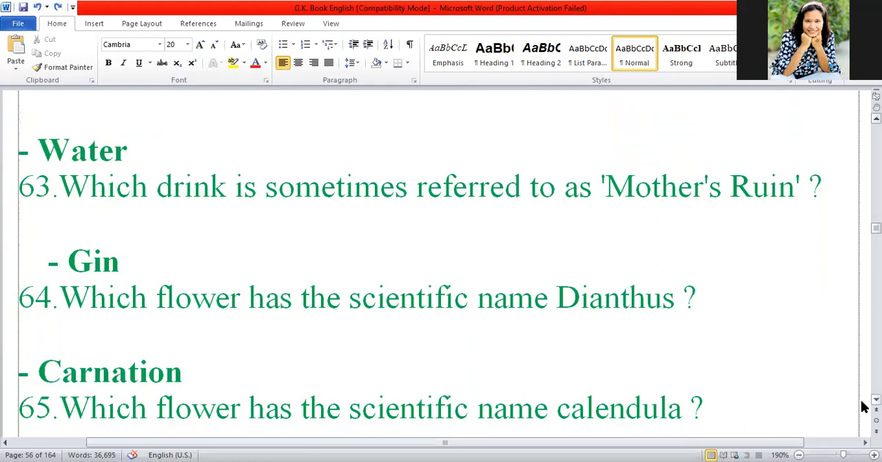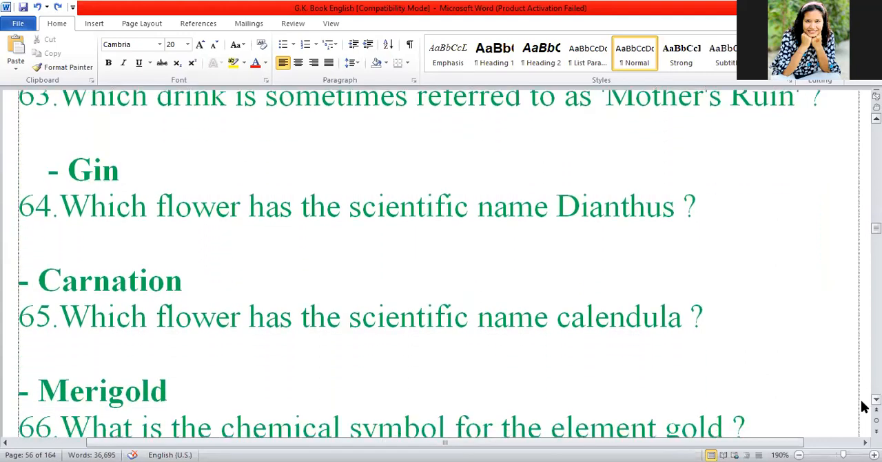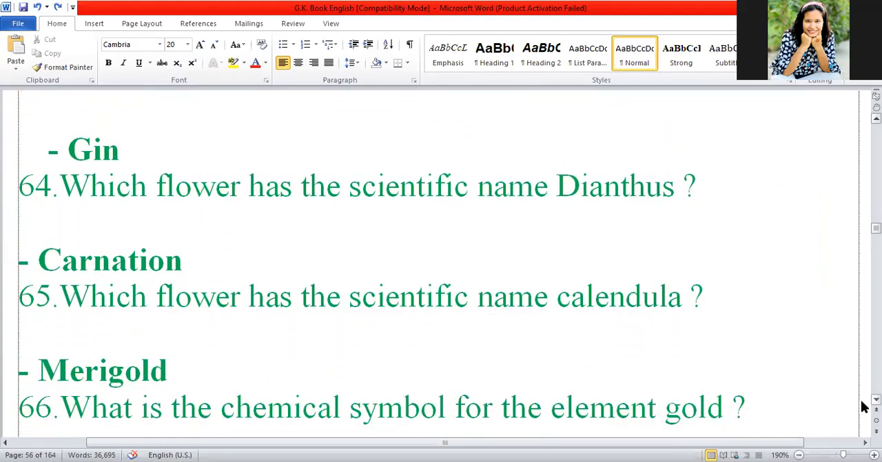Question number 65. Which flower has the scientific name Calendula? Rose. Rose. Lily. Sorry, both of you. The right answer is marigold.